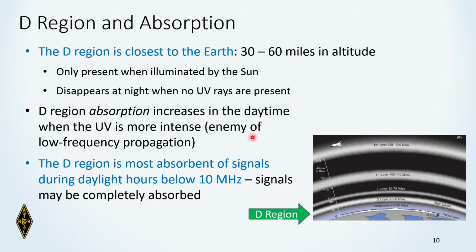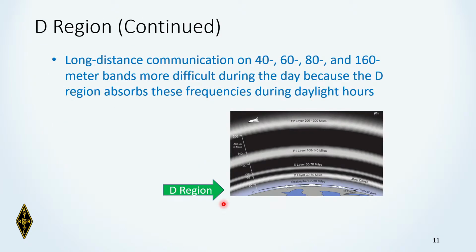Absorption is an enemy of HF communications, particularly on the lower bands. So the absorption increases in the daytime when the UV is more intense, and it's the most absorbent of signals during daylight hours below 10 megahertz. So we're talking 40 meters and 80 meters and below. That's why propagation during the day is usually very poor on those bands. It gets much better at night, when those bands can go long, as they say. So that's the D region.